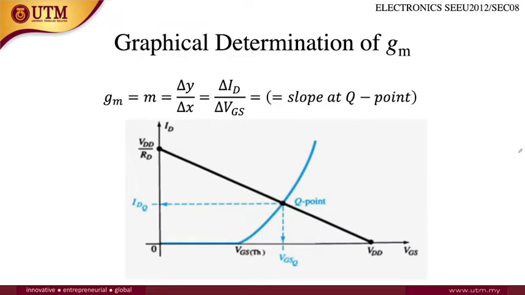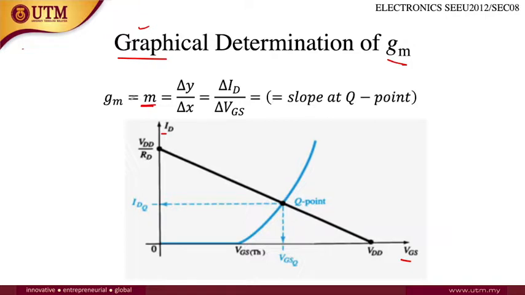All right. So let's look into how we want to determine GM from the graph. If you still remember, as I mentioned earlier, there are two methods to define GM. One is the graphical method and another is the mathematical method. So let's look at how to determine GM using the graphical method. GM can be determined based on this graph, the VGS-ID relation graph.